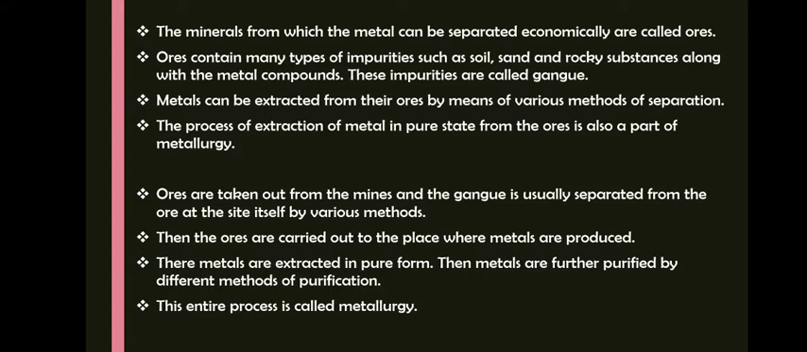Okay. Then the gangue can be separated from the ores at the site of extraction only. Then these ores will be taken to a place where metals can be produced. You can use different methods of purification. We will study the methods as well. The entire process comes under the technology of metallurgy. Followed?